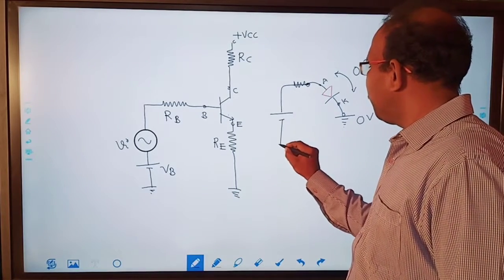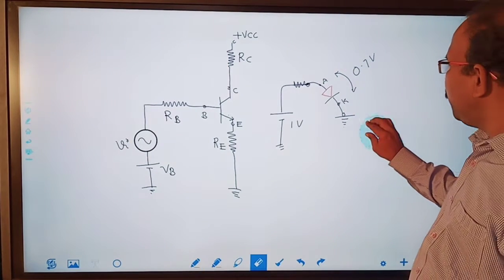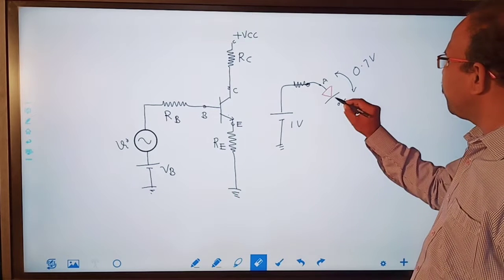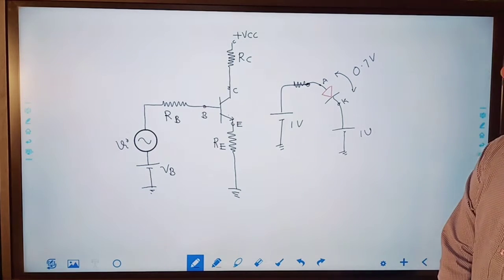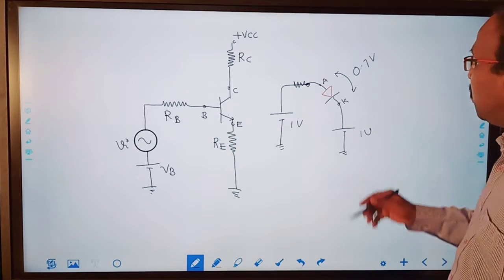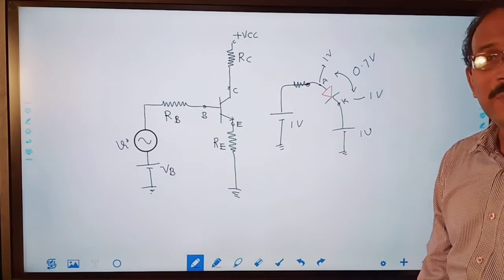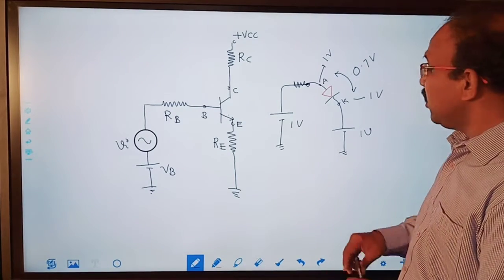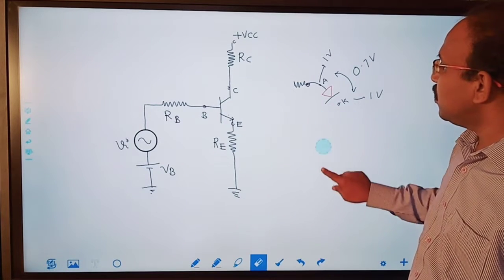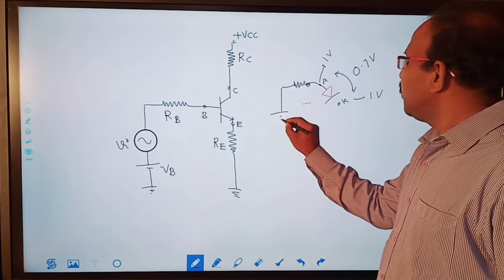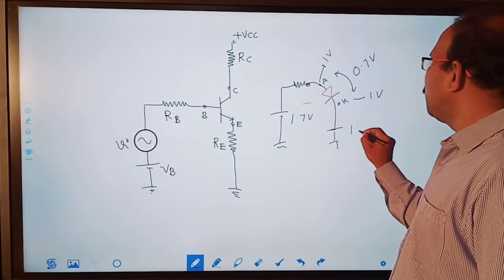Now you decide whether it will conduct or not. I connect here a 1 volt battery, so it will conduct. Now I connect here one more battery of 1 volt. Now tell me whether this will conduct. The answer is no, because the cathode voltage is 1 volt and the anode voltage is also 1 volt. So there is no potential difference. How will it conduct? So what is the voltage required here to conduct? The voltage required here to conduct is at least 1.7 volt from this side if the battery connected here is 1 volt.